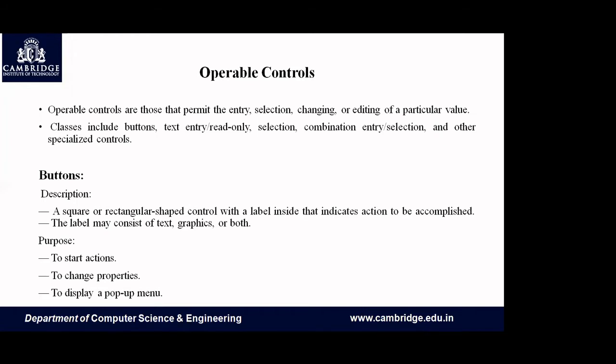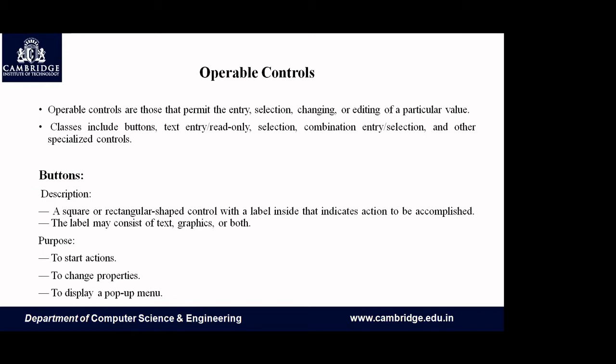What kind of control is this? It is a kind of control which helps the user to enter, select some particular value or do some editing of some particular value. Now, what do the operable controls include? It includes buttons, that is text entry or read-only buttons, selection buttons, combination or entry selection controls, or some other specialized controls. We will see one by one all the different types of operable controls.